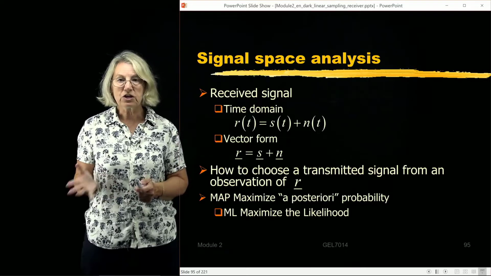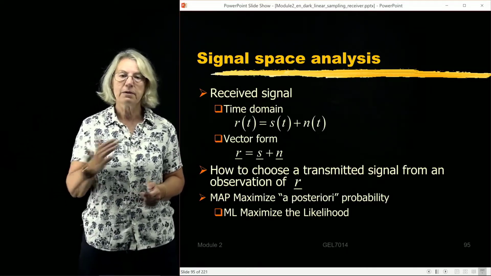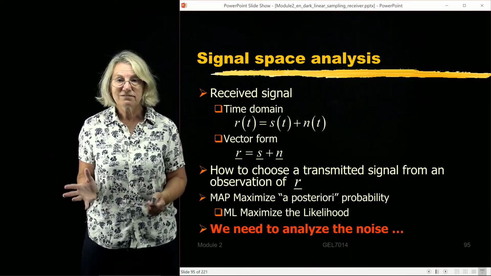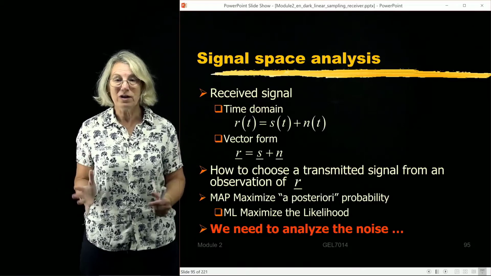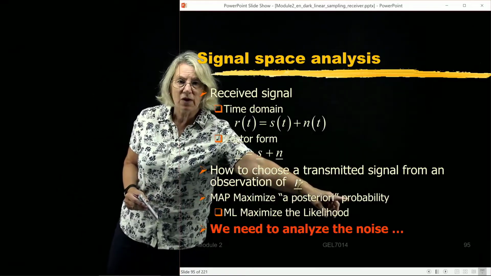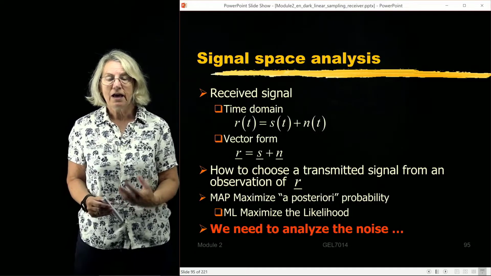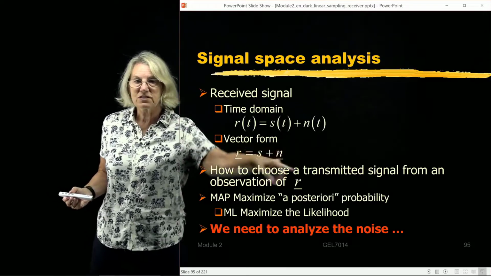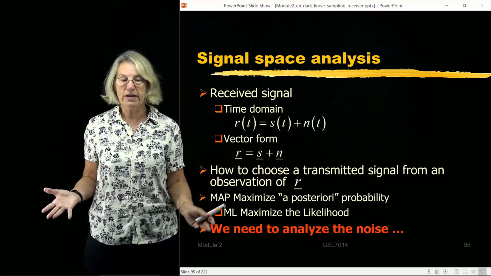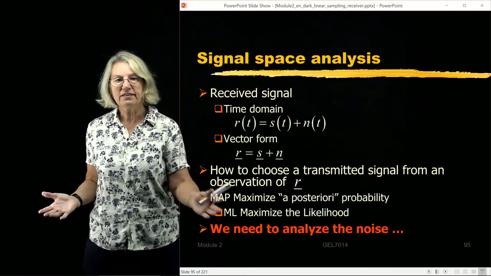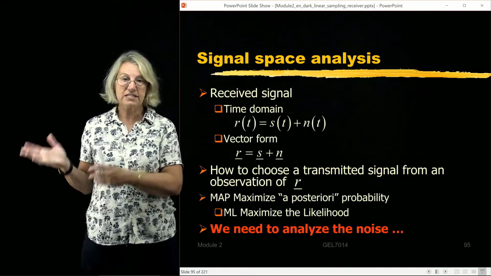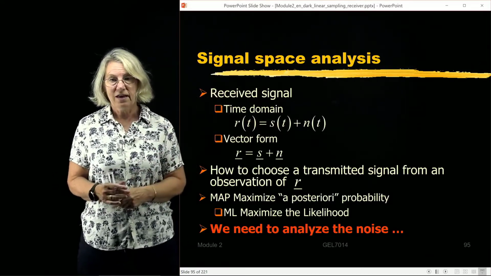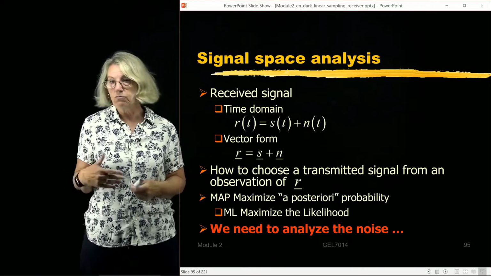We're going to return to these ideas that we saw already, but now we're going to apply them to signal space. In order to do that, the first step is we have to analyze the noise, because these are all probabilities. We're maximizing a certain probability, and the random process in this equation is the noise. So it's the statistics of the noise that are going to determine how to create these receiver structures. In the previous case, we would sample it, and the sample was a Gaussian random variable, and we went from there.